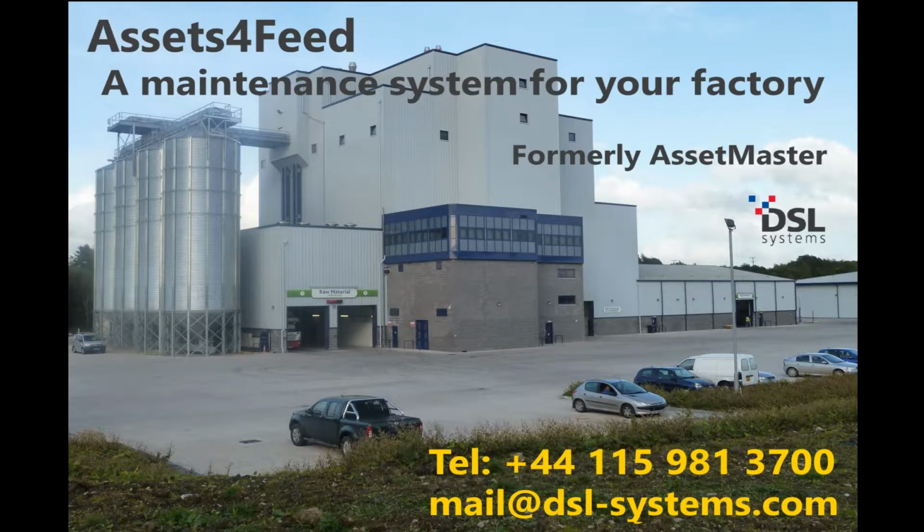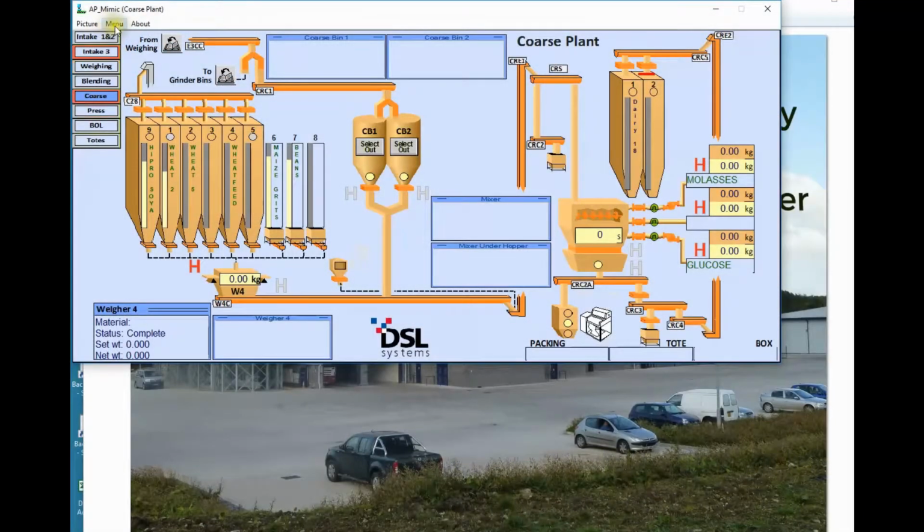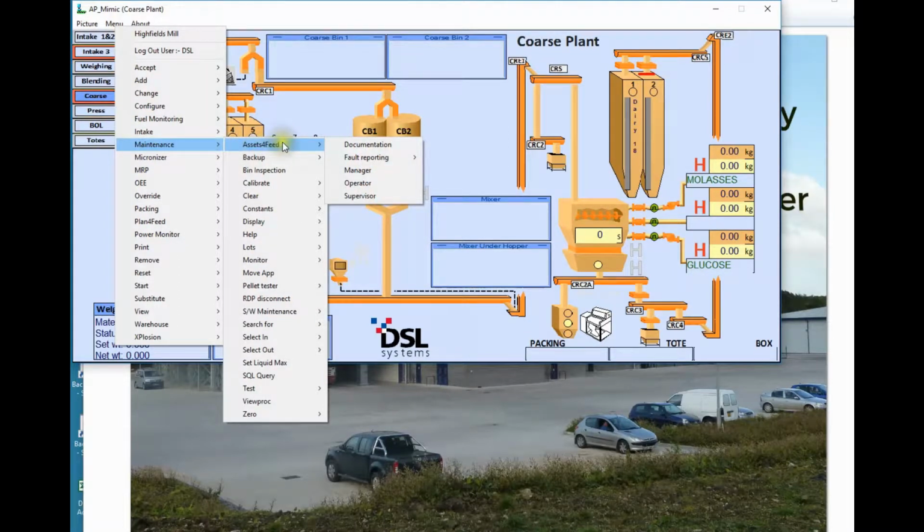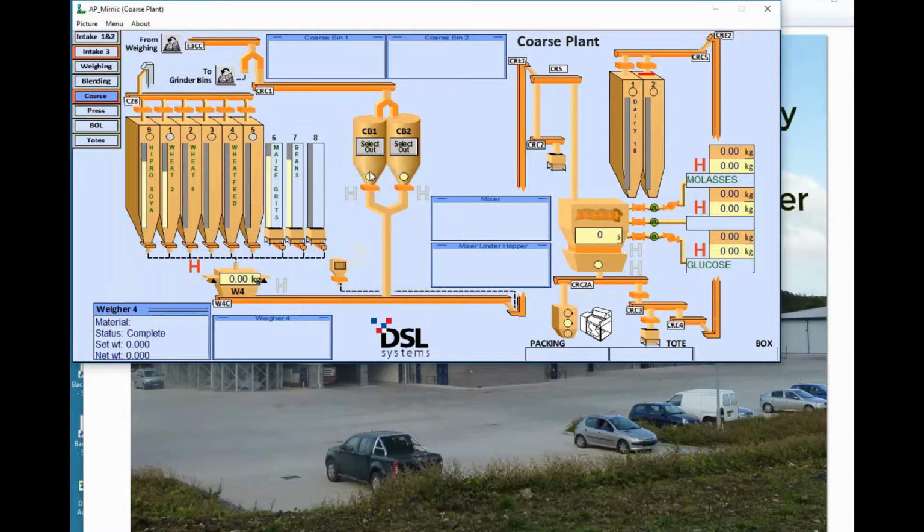You either run it from a shortcut on your desktop, or if you have a DSL autopilot for feed system, from the menu, maintenance, Assets4Feed, and there are three versions here you can run: manager, operator or supervisor, depending on your level. We'll run the system as manager now to give us access to everything.